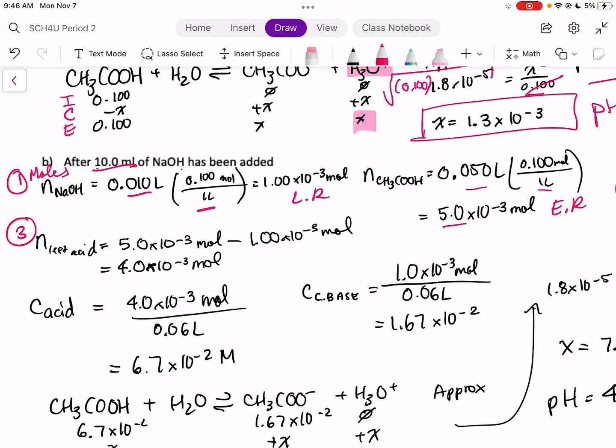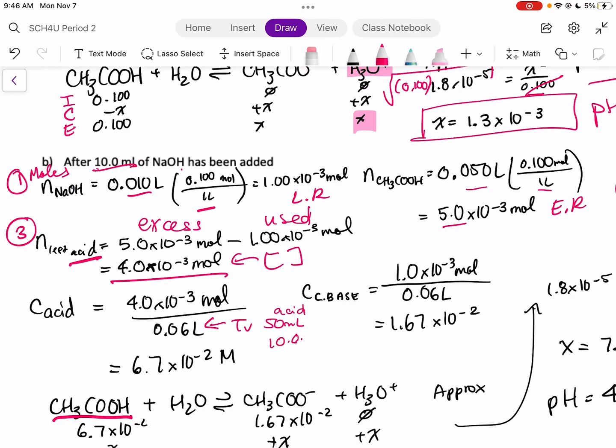Now, in my third step, I'm going to calculate how much of my moles are left over of my acid, because I do have acetic acid left in my flask. So I take my excess, I subtract it from my used, and I produce an amount of moles that I have left over. But I can't put this number into my ice table because I need the concentration. I can only calculate the concentration by considering the new total volume, which is my 50 milliliters of acid and my 10 milliliters of base, which gives me 60 milliliters. I now have my concentration of my acid. I can put that right into my ice table.